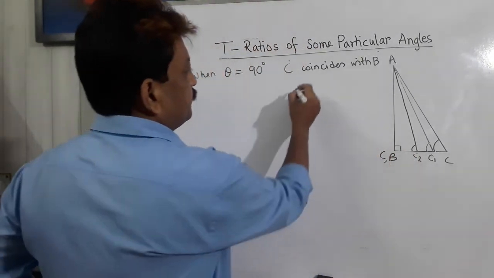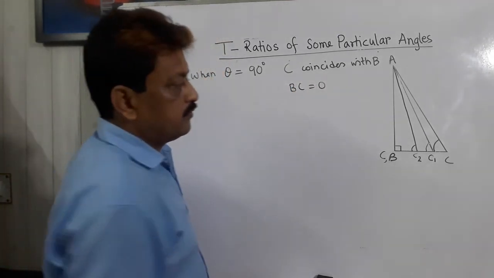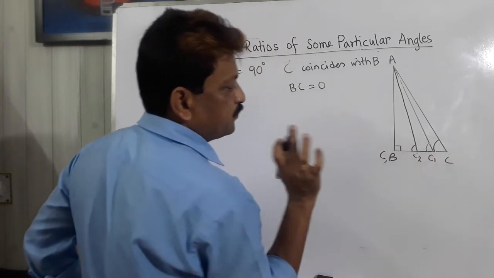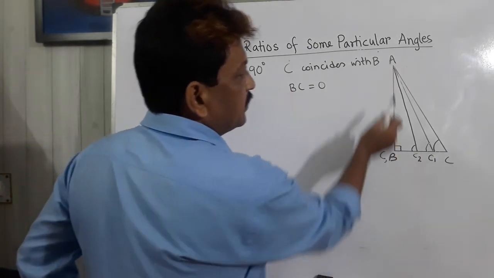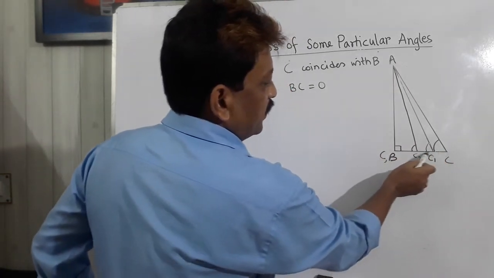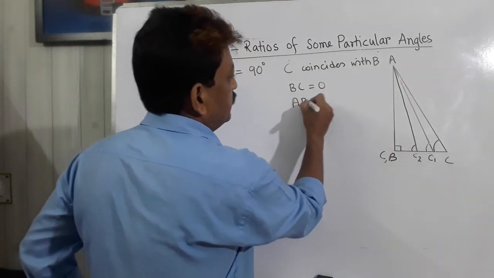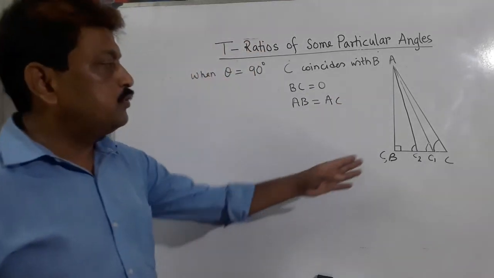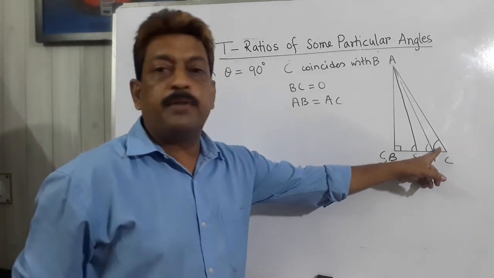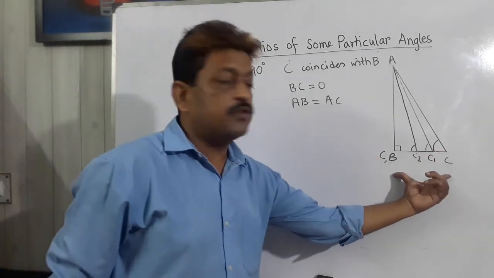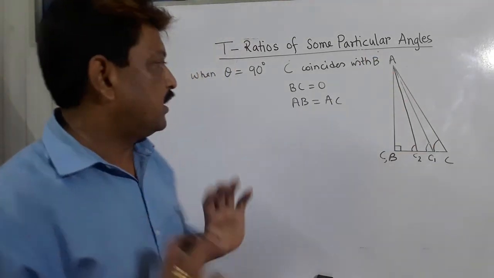So in that case, we can write BC is equal to 0, because C and B are coinciding to a single point. So the length of BC will become 0. And what will happen to AC? Since C is coinciding with B, AB and AC will become equal. AB is equal to AC. Understood from the diagram? So when C is coinciding with B, angle theta becomes 90 degree. In that case, the base becomes 0 and the perpendicular and hypotenuse become equal.